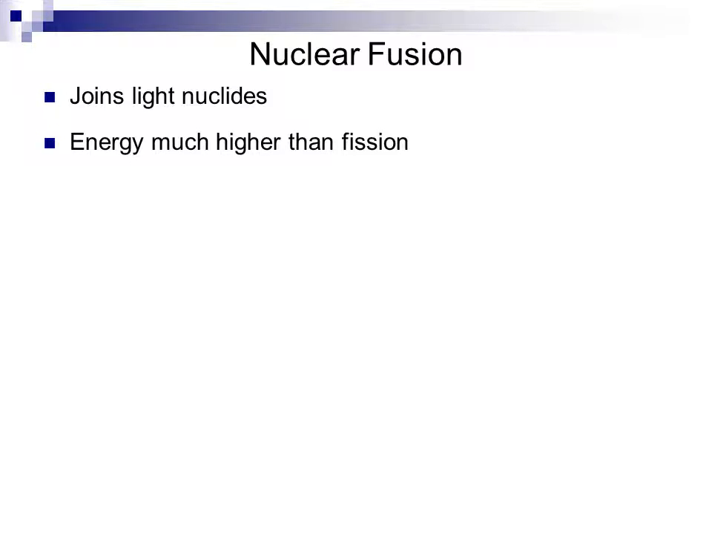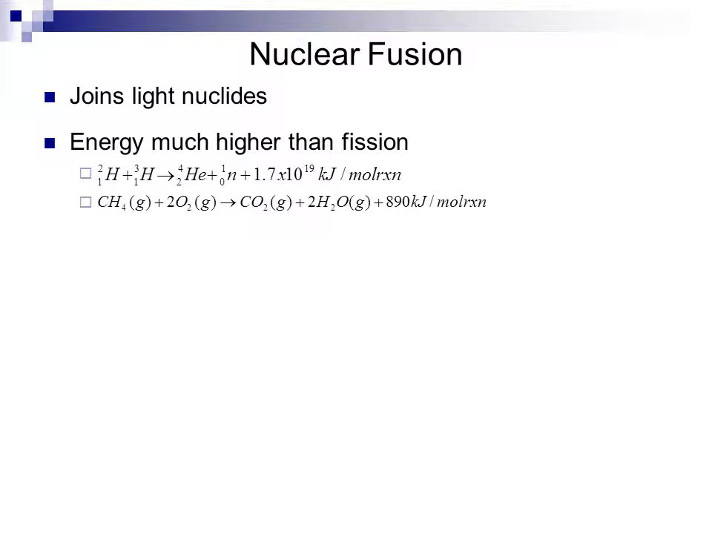Nuclear fusion, unlike fission, is a process by which two light nuclides are combined together to make a heavier nuclide. This joins two light nuclides like hydrogen together to make helium. The energy output of a nuclear fusion process is much higher than that of a fission process. If I look at a nuclear fusion process, for instance, the combination of deuterium with tritium to make helium and a neutron, it has 1.7 times 10 to the 19 kilojoules of energy that are released per mole of hydrogen. Compare that to the combustion of methane, which releases 890 kilojoules per mole of methane. So it's a substantially large amount of energy.